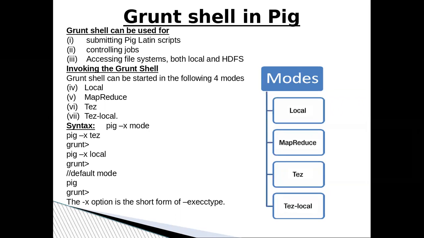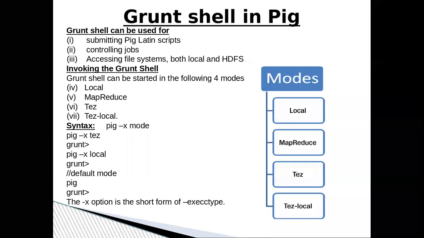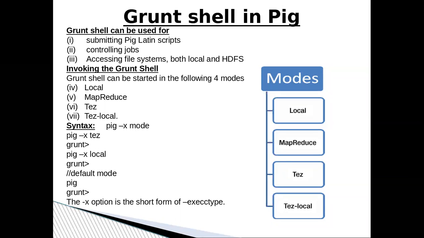Okay, so obviously the next question would be how to invoke the grunt shell, right? So you can see in the graphic also that grunt shell can be invoked in 4 modes: the local mode, the MapReduce mode, the Tez mode, and the Tez underscore local mode. Okay, it should be Tez underscore local, right? And by default, the default mode in which Pig opens is the MapReduce mode.